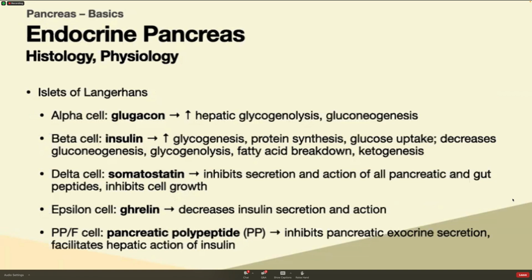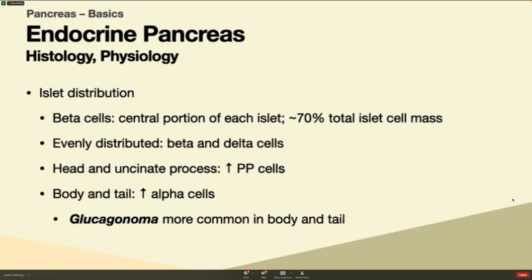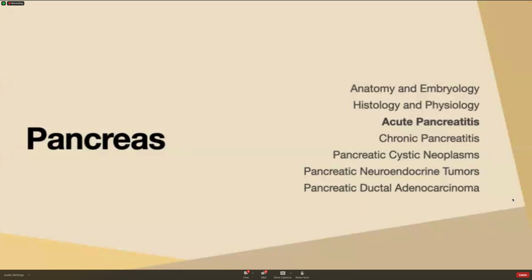So for the islet cells, alpha cells produce glucagon, beta cells produce insulin, delta cells produce somatostatin, epsilon cells produce ghrelin, and the PP or F cell produces pancreatic polypeptide. For the distribution, the beta and delta cells are evenly distributed throughout the pancreas, while the head and uncinate process contain more PP cells. Alpha cells, on the other hand, are located more in the body and tail, which is why glucagonomas are more common in the body and tail. So we now go to acute pancreatitis.